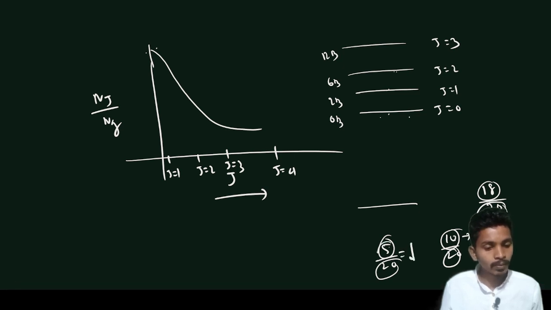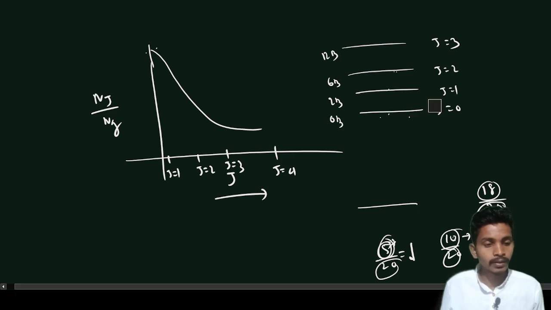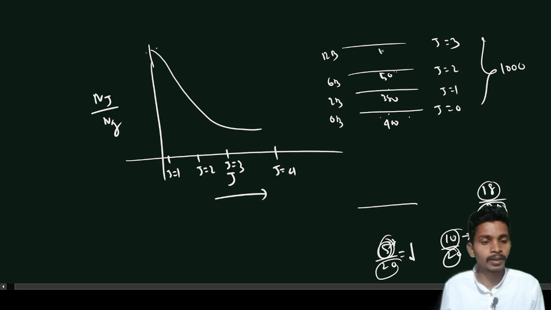It means that the number of particles decreases. That's what it says: at the ground state, if the total is 1000, then let's say here we will get nearly 400, here 380, then it decreases like that, 50, here 10, like that. So this equation says that when j equal to 1, this ratio is nearly equal to 1, let's say this is 1, and when j equal to 2, this value decreases like this.